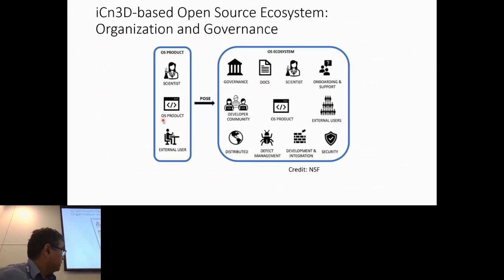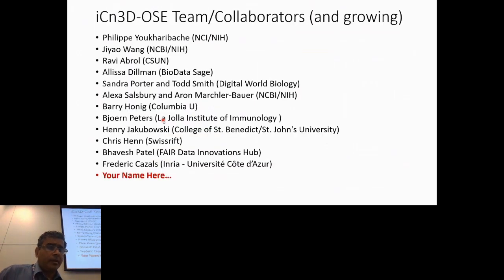This is a figure that NSF provided, because what they are envisioning is an ecosystem around an open source program like iCn3D. They are catalyzing this for many different open source software in different areas. So for us around iCn3D, we need to create a community that will have all these different components. Currently we have a team of collaborators, and it's growing. You can see some of the names here. We have collaborators like Barry and Bjorn Peters, and educators like Henry Jakubowski, and certainly we encourage you to add your name here, so you can reach out to any one of us after the meeting, and we would love to talk about this.